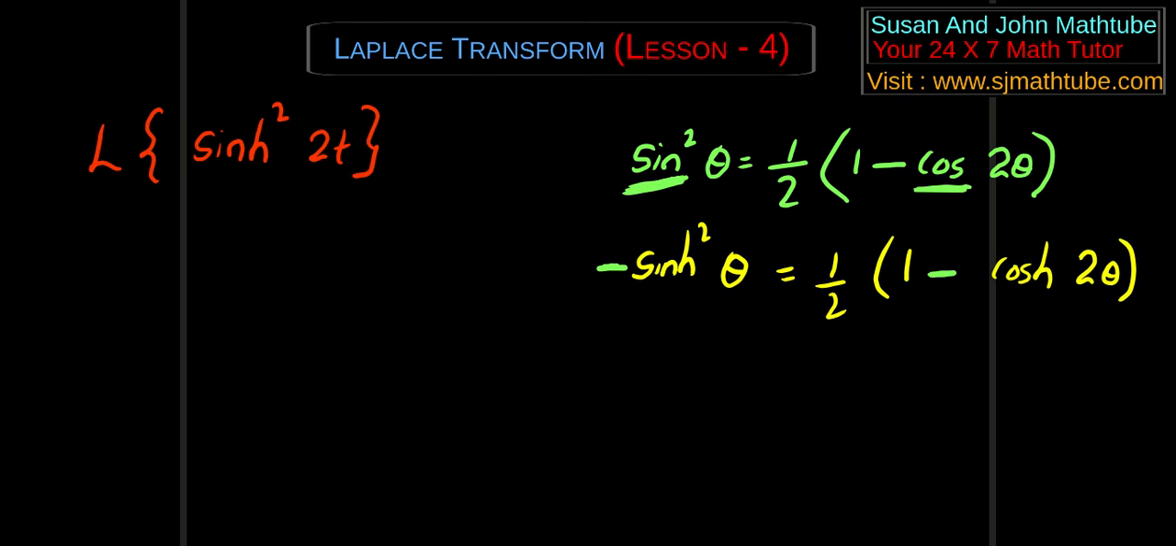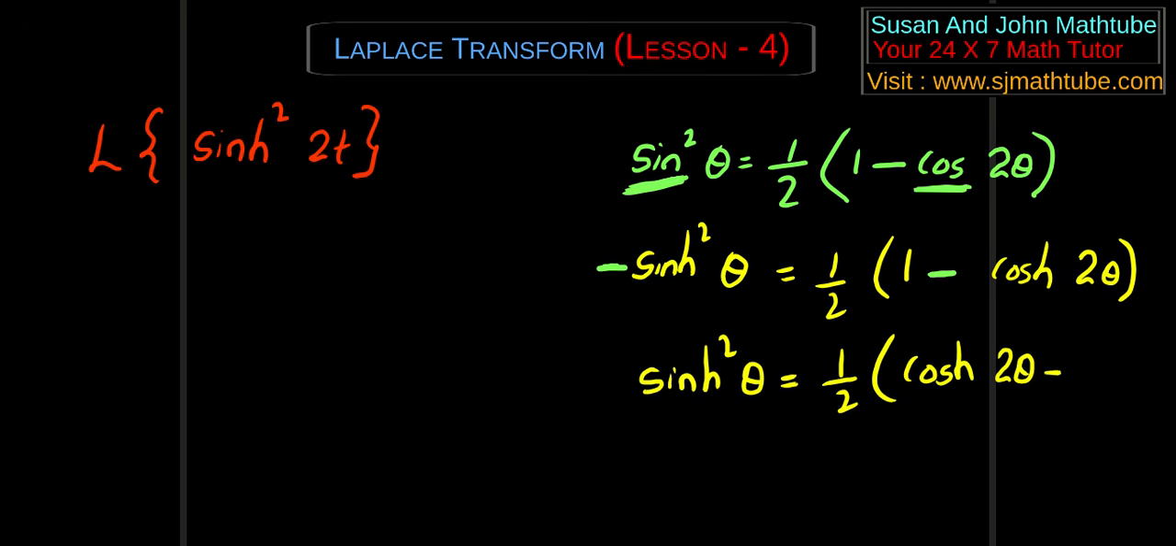And that means sine square theta is equal to, I will multiply throughout by minus. So we get 1 by 2 into cosh 2 theta minus 1. I hope you understood that trick. Okay, that's it my friends. Now we are ready. And what is instead of theta here? 2t. I think we'll write that and start. So we can plug in that value directly.